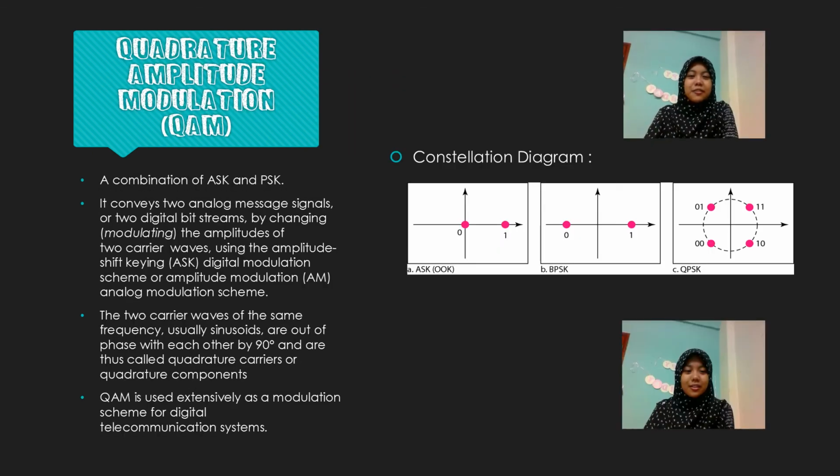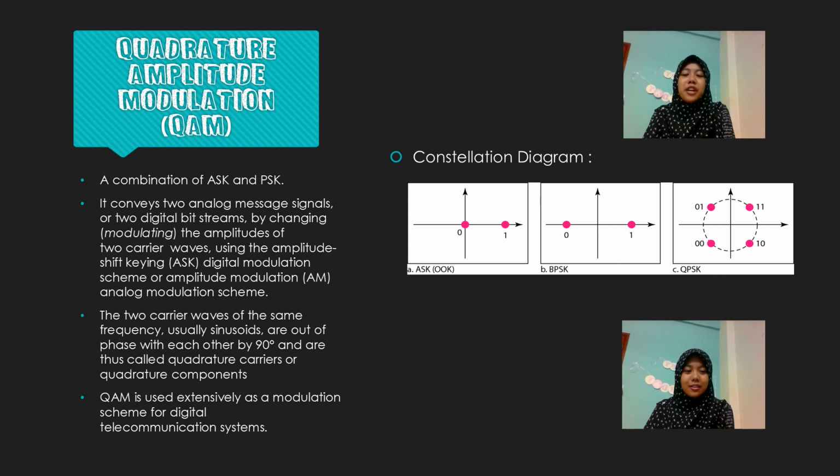Right, the last one is quadrature amplitude modulation, QAM. It is basically a combination of ASK and PSK, which is amplitude shift keying and phase shift keying. It conveys two analog message signals or two digital bit streams by modulating the amplitudes of two carrier waves using the amplitude shift keying ASK digital modulation scheme or amplitude modulation AM analog modulation scheme.